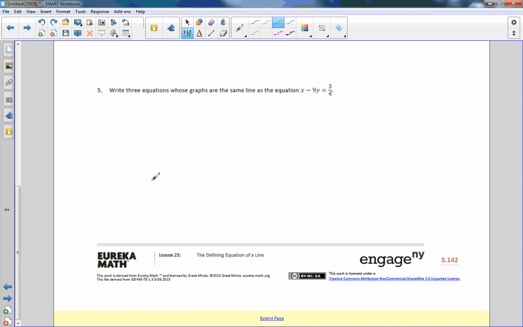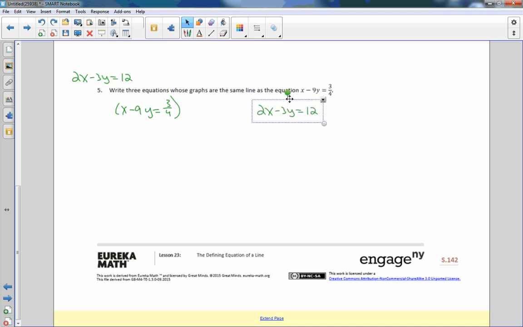Number 5, write the 3 equations whose graphs are the same as this one. Okay, so again, to save time, here's what I'm going to do. X minus 9y equals 3/4. And I'm going to copy that 3 times. Okay, so I'm going to put this here. I'm going to put this over here.